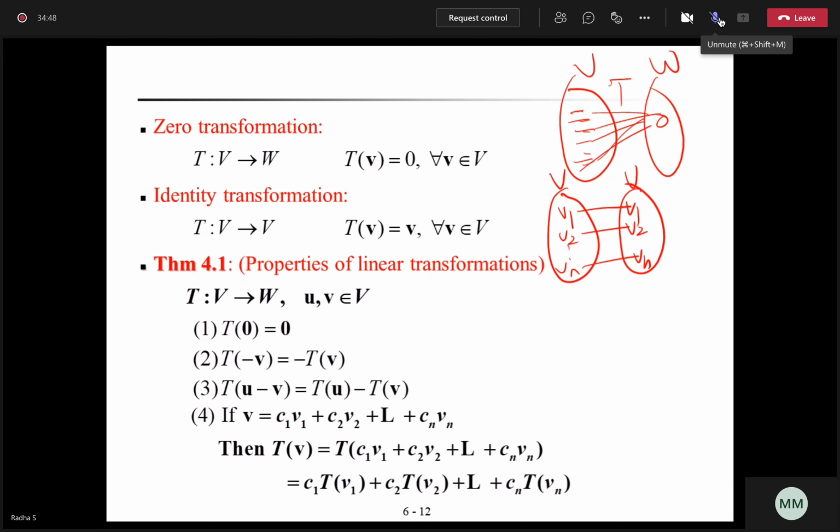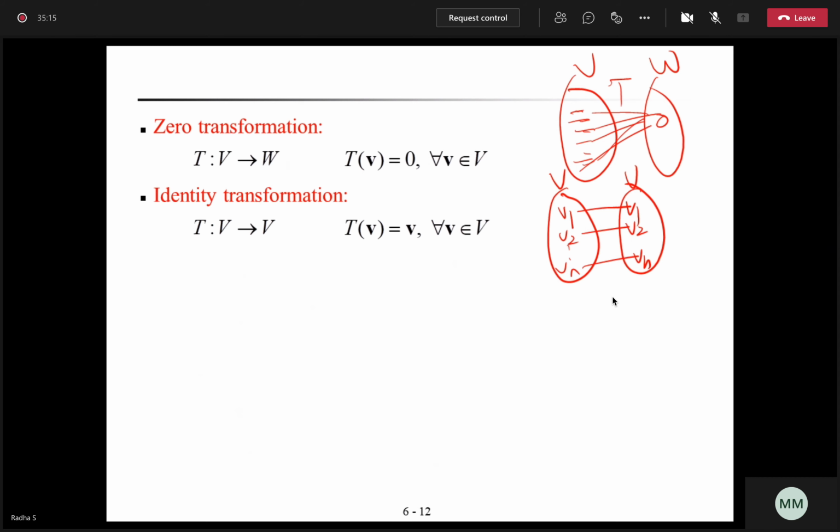Okay. Properties of linear transformation. Excuse me, ma'am. Yes, please. Somebody, please tell me what is your doubt. Yes, Ashwin. Ma'am, can you just show the previous slide once again? Yes.